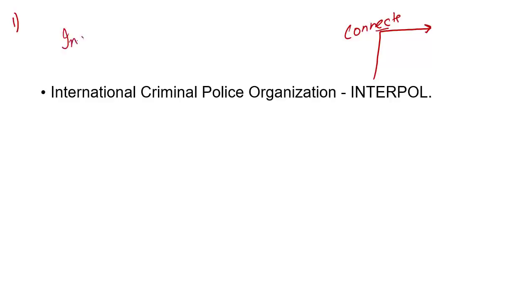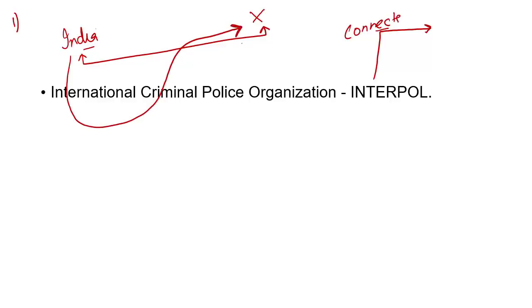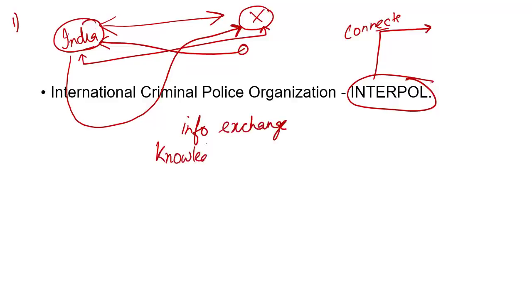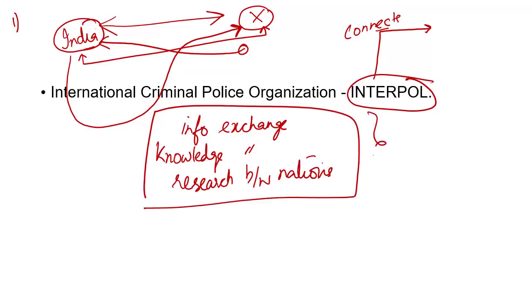For example, here is one country, India. There is another country, X. India and X do not share diplomatic relations with each other. But here is an Indian citizen who travels to X. This individual is wanted in India for drug trafficking, human trafficking, and terrorist activities. Even though India and this country do not share diplomatic relations, even then Interpol will connect these two countries. Interpol facilitates information exchange, knowledge exchange, and research between nations. And all of this is done by issuing color-coded notices.